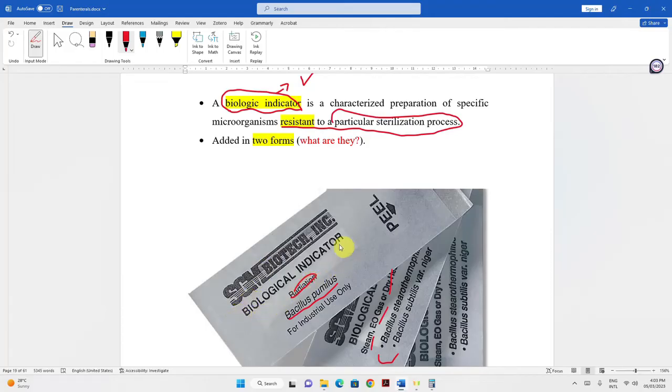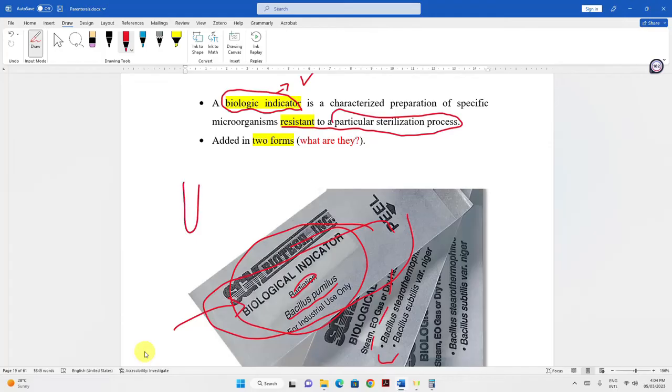Now, how are biological indicators added in the sterilizer? They are added, as you see here, in a strip, in a filter that allows the sterilizing agent to get in without destroying this packaging. Okay, this is one way. So spores are in a strip in a filter that allows the sterilizing agent to get inside without damaging the package from outside. The other way is to add the spores to representative samples.